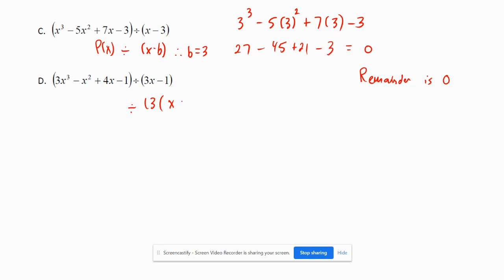For example D here, we need to go ahead and factor out the leading coefficient of the divisor. So for this, again, we're dividing by x minus b. This value here is going to be that. Okay. So now for this one, we have 3 times 1/3 cubed minus 1/3 squared plus 4/3 minus 1.